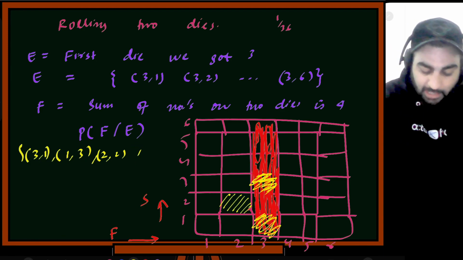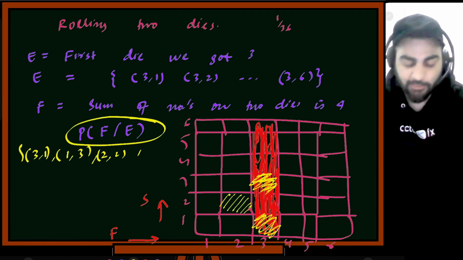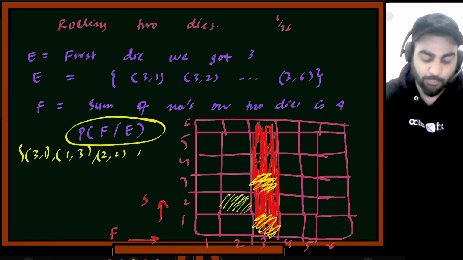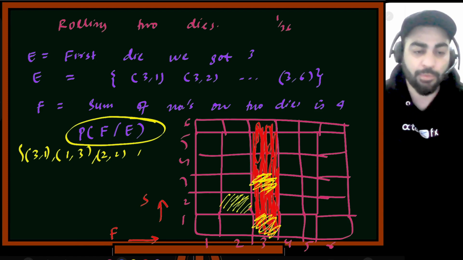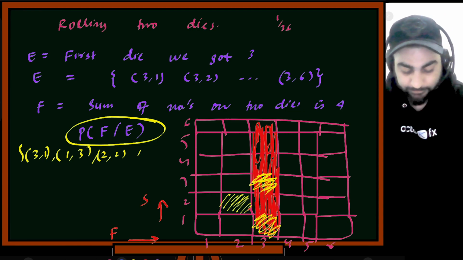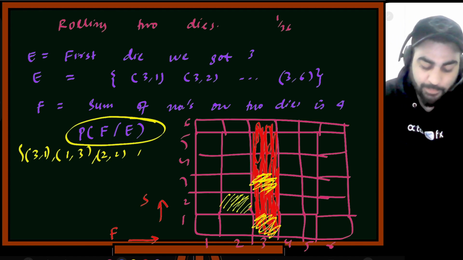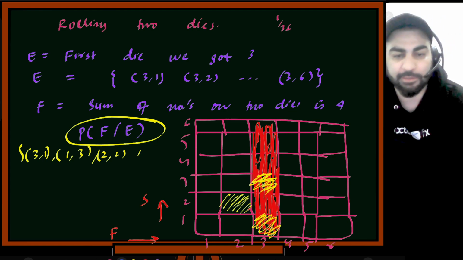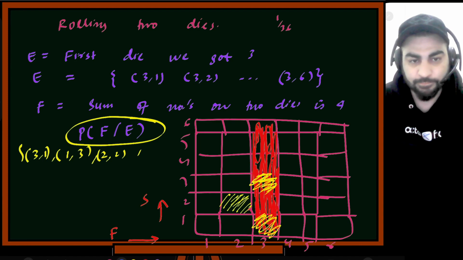So if somebody asks me to compute this probability, how will I compute it from this? By using approach 1. So what's the probability, Rian? What is the probability of F given that E has happened? Are you able to understand the question?